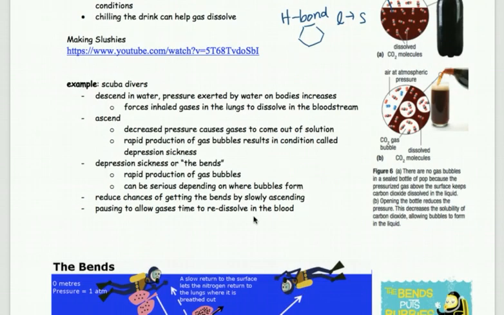Okay, so we'll get to our last example here, and then you can review the notes and complete the checkpoint.